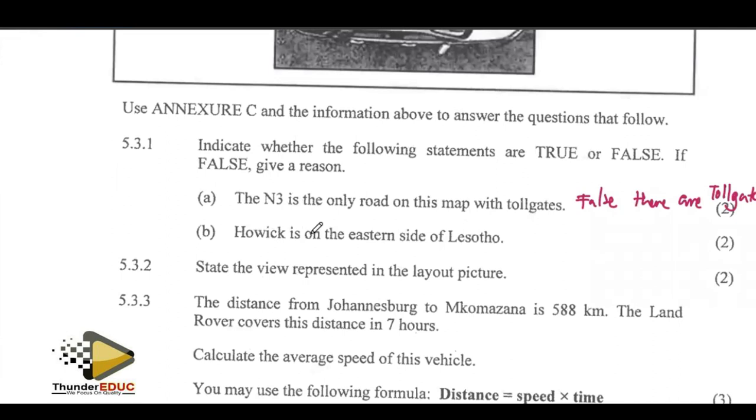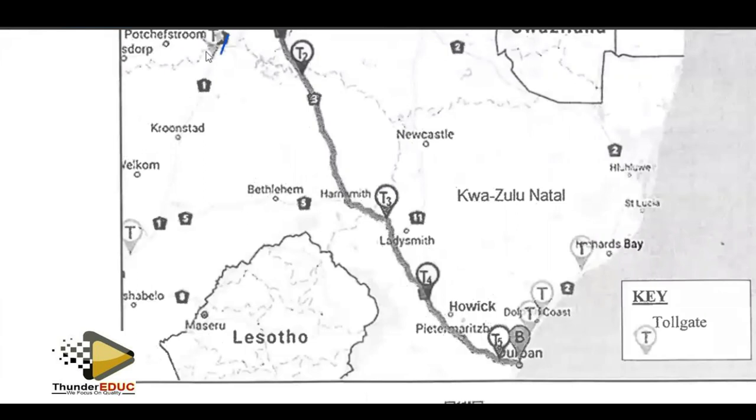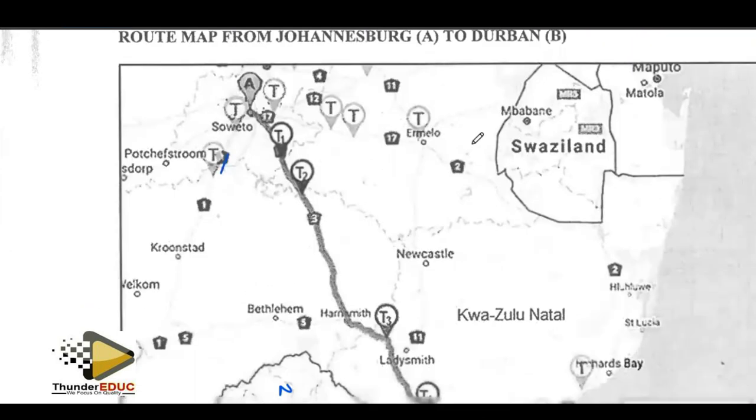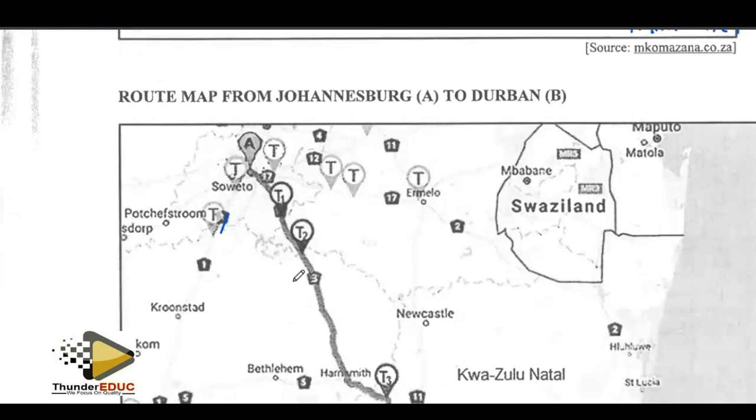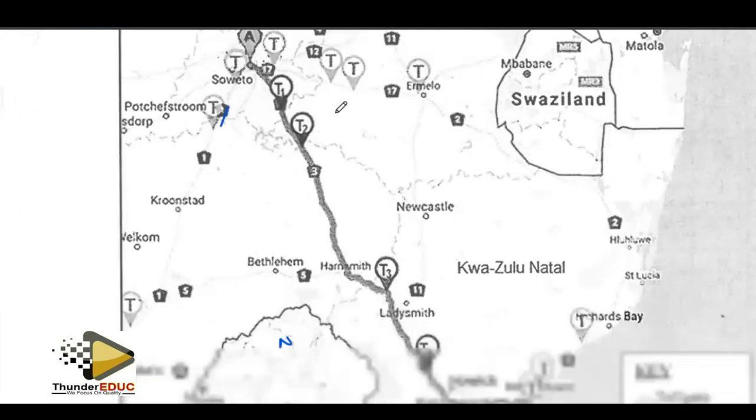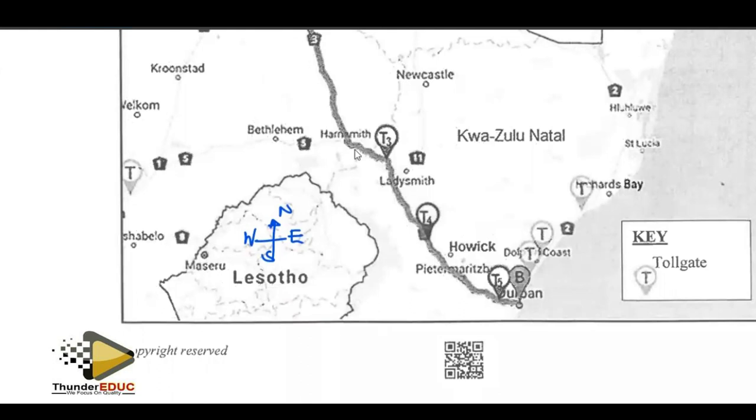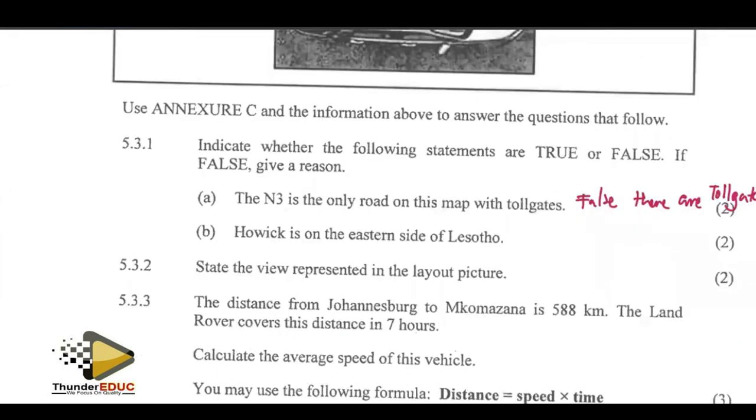Okay, so Hook is on the east of Lesotho. So you come to Lesotho here, you draw a small compass. So this is our north, east, west, and south. Take note: if the map does not have a compass, we shall always take the top part to be the north. So east, and the place you're looking at, it's this other side, which is true. So the answer becomes true.